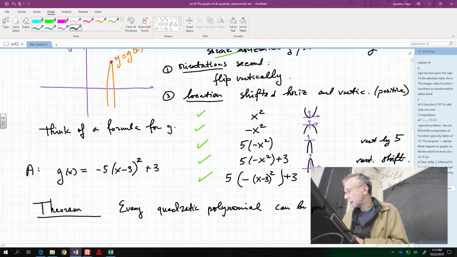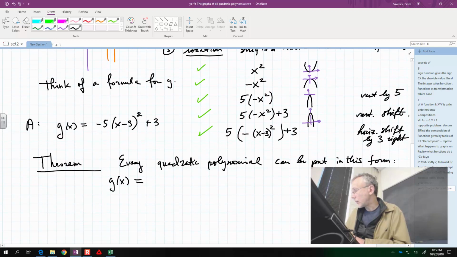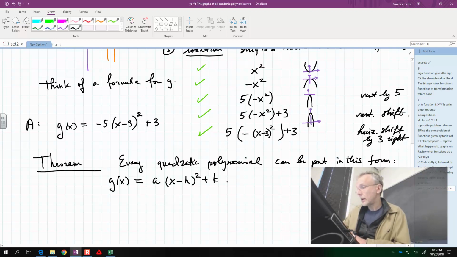Well, this is still to be demonstrated, but the claim that I made, that we can always do this, has to be taken care of. So g of x is equal to a (x minus h) squared plus k. Okay, so I can point out the shift. The only one that concerns x is h. So this is the shift.